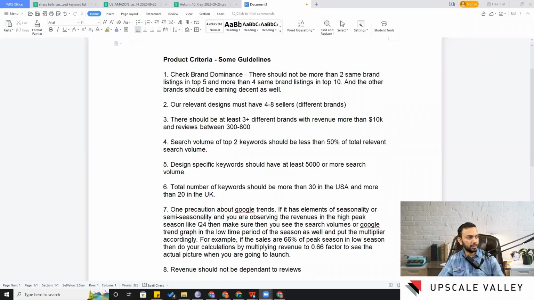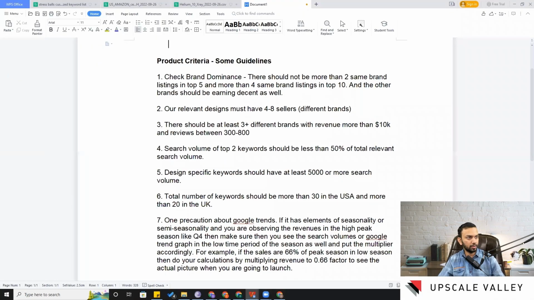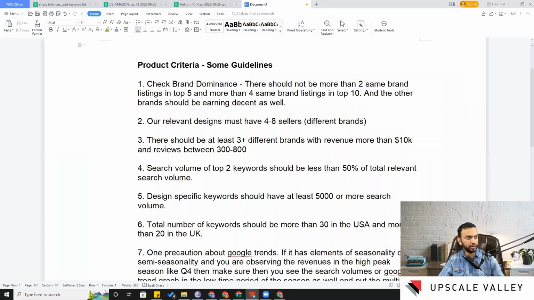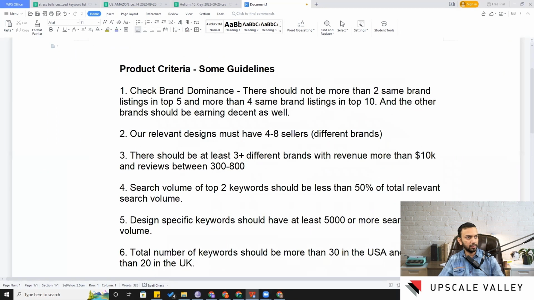So in today's video, we are simply going to discuss the Amazon marketplace data evaluation criteria, like what particular things we need to keep in mind while we are analyzing the Amazon marketplace. Here I have shared the screen and I'm going to zoom in a bit so you can see it clearly. I have written down these simple guidelines regarding product evaluation criteria, and that is specific to the Amazon marketplace data points.